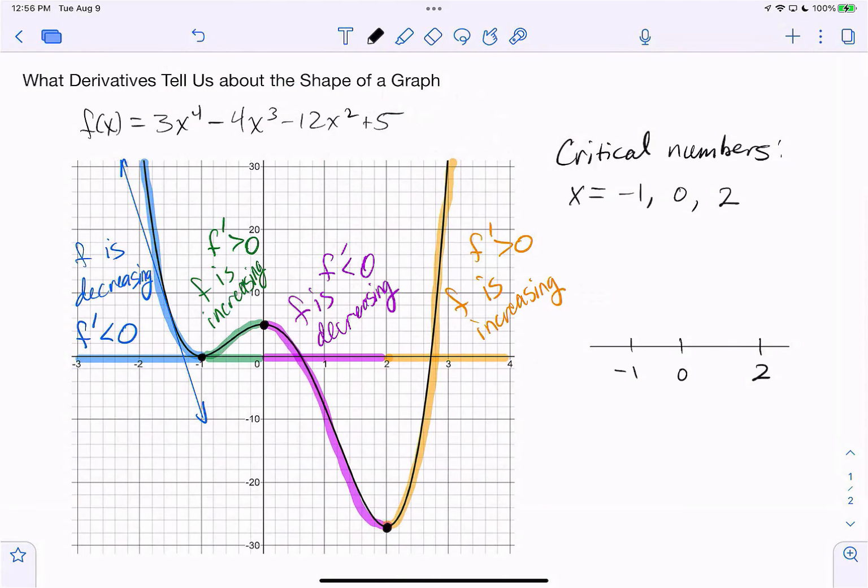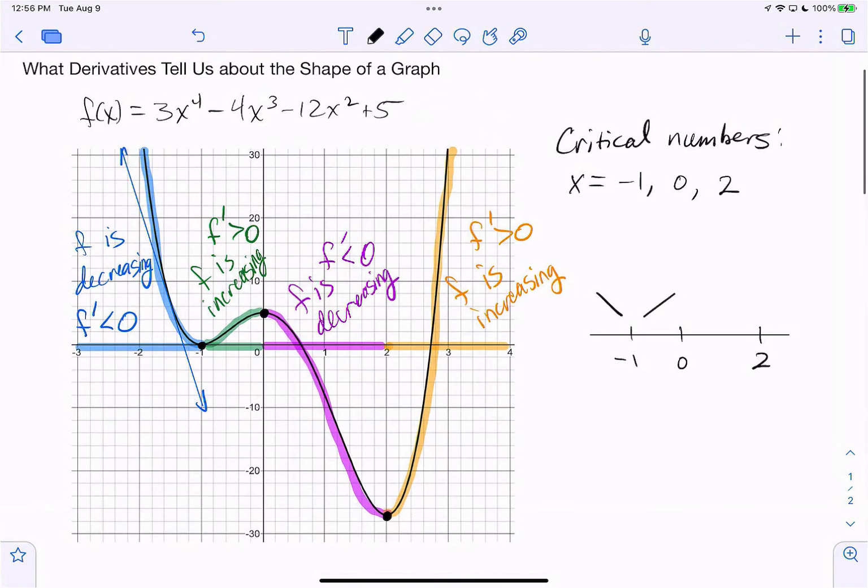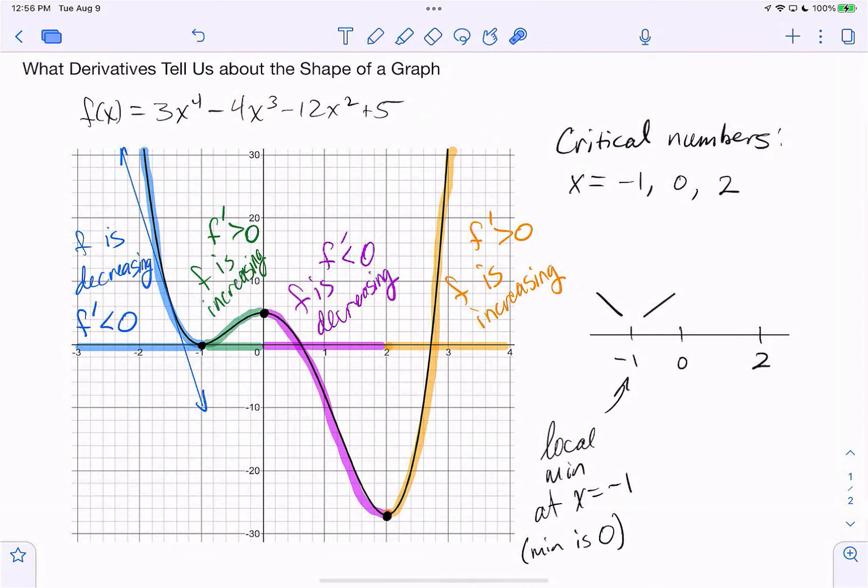So over here on this number line, I'm just going to put a slash going down to the right that exists to the left of negative 1, and a slash that's going up to the right that exists to the right of negative 1. And folks, that's what's going to happen every time you have a local minimum. There's a local minimum at x equals negative 1. Just to emphasize here, the minimum value is 0 because this is where our graph is touching the x-axis.